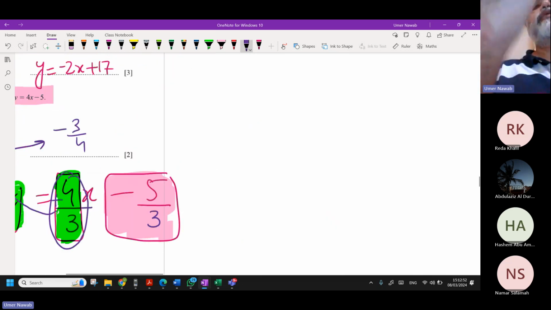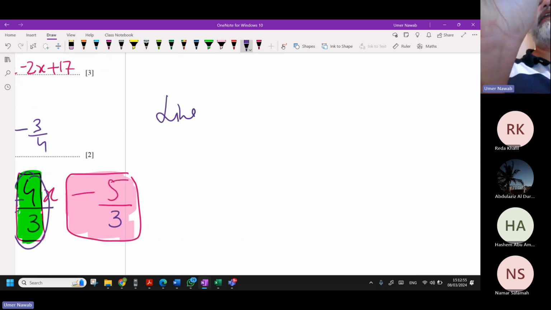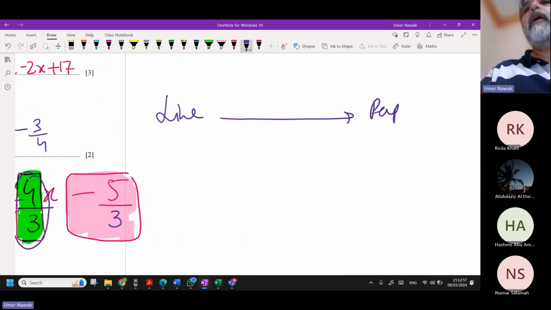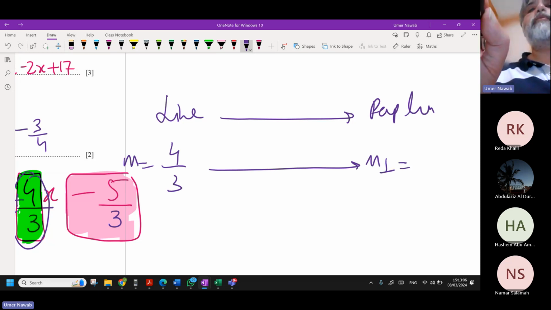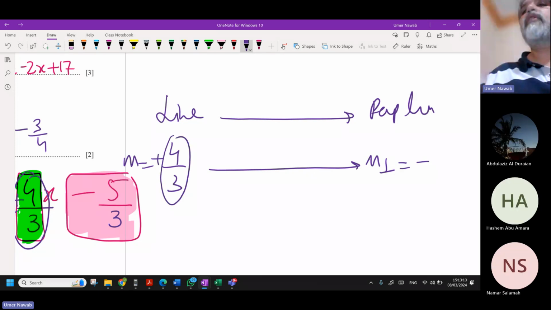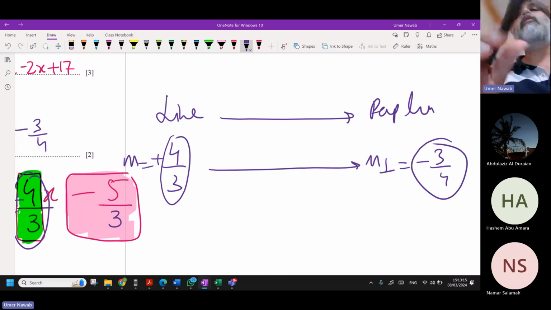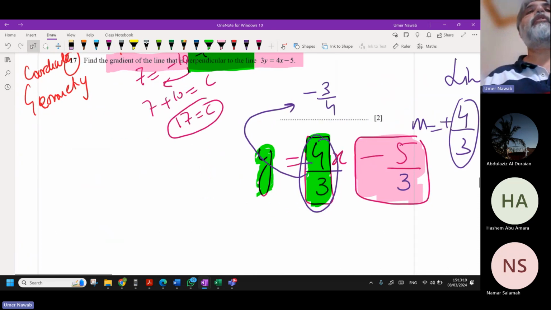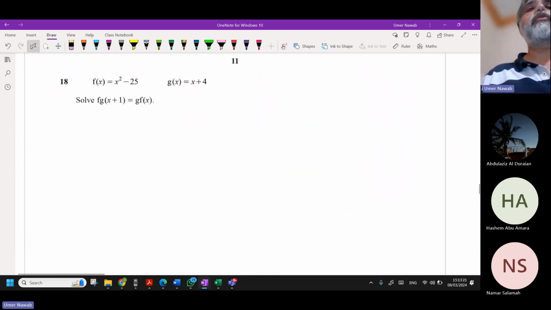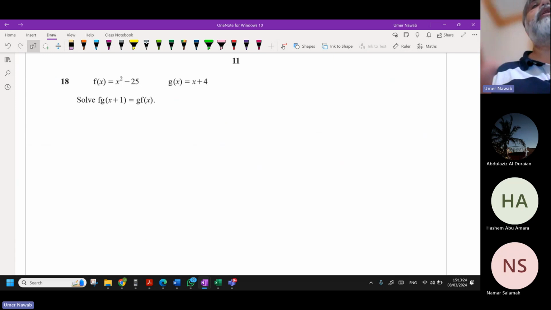Whenever you have a line and you want a perpendicular line, you have a gradient 4 over 3. You want to get the gradient of a perpendicular line, you need to do two jobs. You have to change the sign. It has a positive sign, you need to write a negative sign. Then you take the reciprocal of 4 over 3, which is 3 over 4. So minus 3 over 4 will be the gradient of a perpendicular line. So question number 17 is done. Now I'm going to go to question number 18. I'm so happy now. Alhamdulillah.